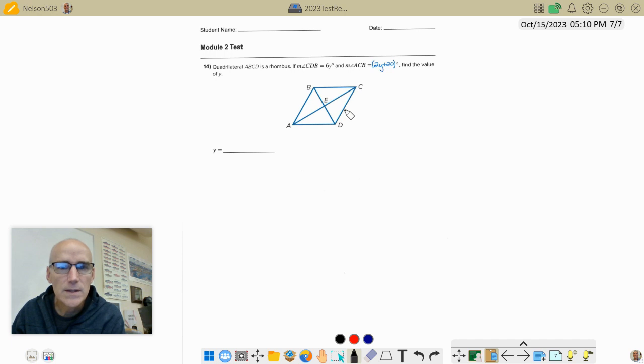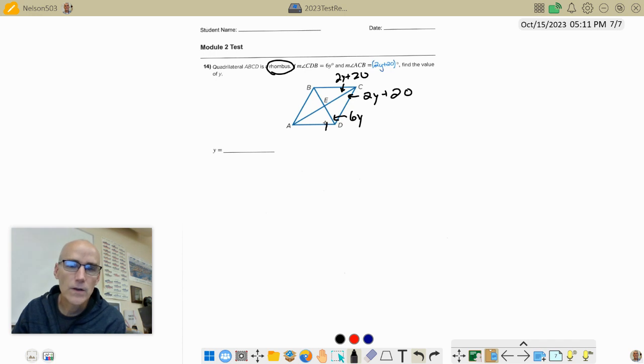It says CDB is 6y. This angle right in here is 6y. And it says ACB is 2y plus 20. Well, the diagonals in a rhombus bisect the angles. So this angle right here is 2y plus 20 also. You could say this one is 6y. And so we've got 12y down there, and between these two, we've got 4y plus 40.